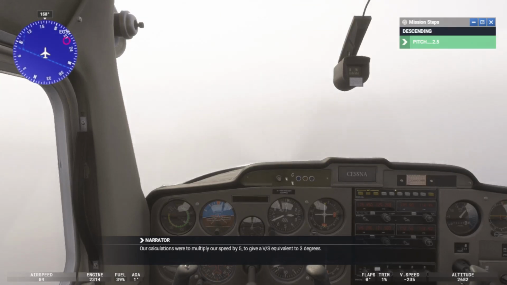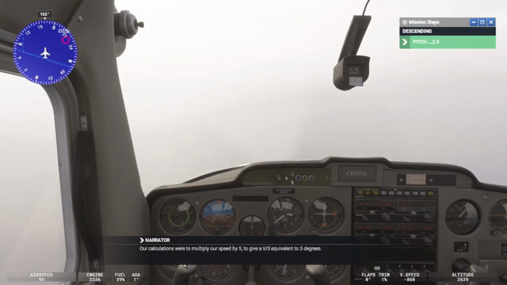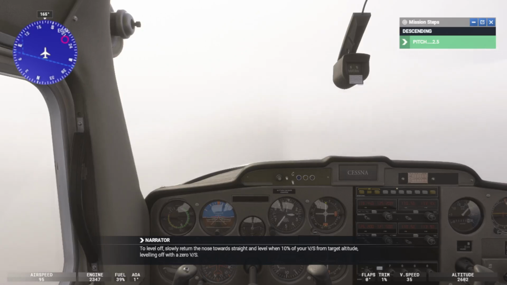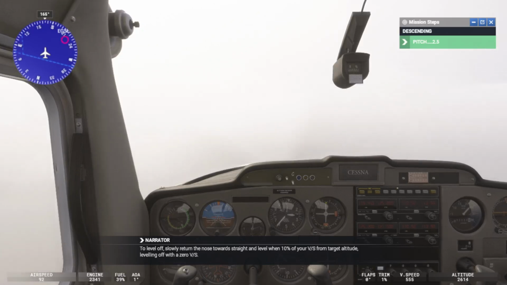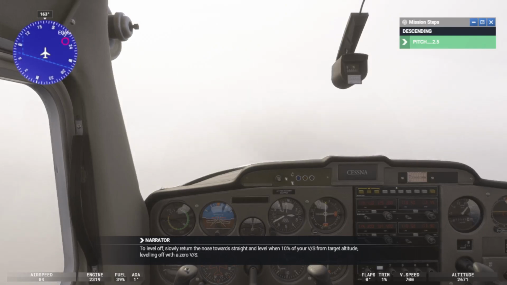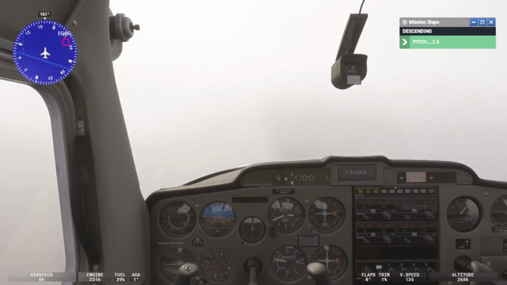Our calculations were to multiply our speed by 5 to give a vertical speed equivalent to 3 degrees. To level off, slowly return the nose towards straight and level when 10% of your vertical speed from target altitude, leveling off with a 0 vertical speed.